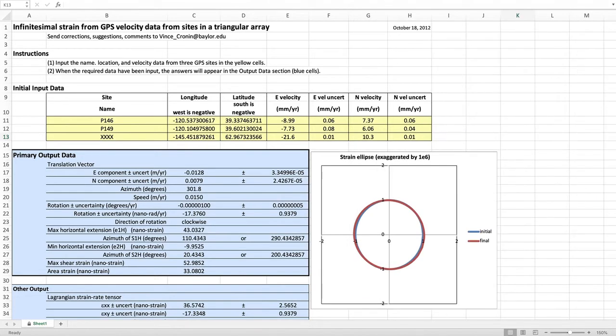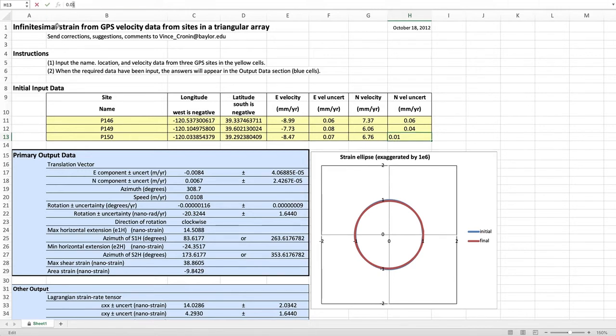So let's finish off this data set. So we're going to label this P150, and we're going to put in the longitude and the latitude and the east velocity, and its uncertainty is 0.07, and finally the north velocity, and its uncertainty, 0.03.